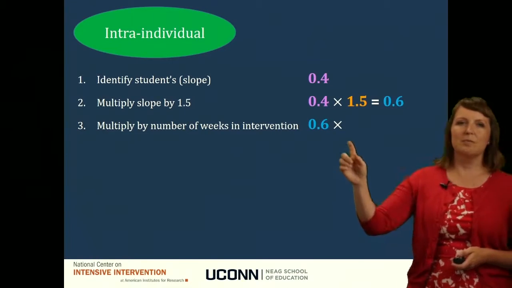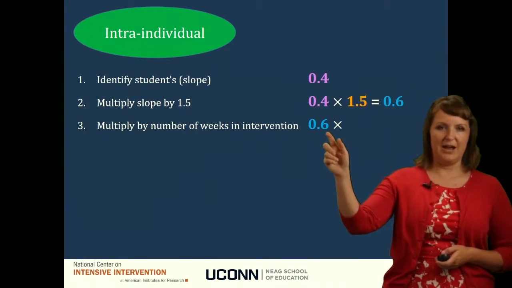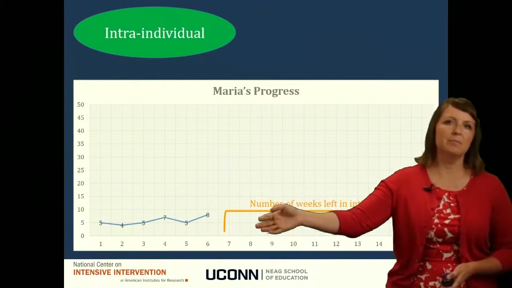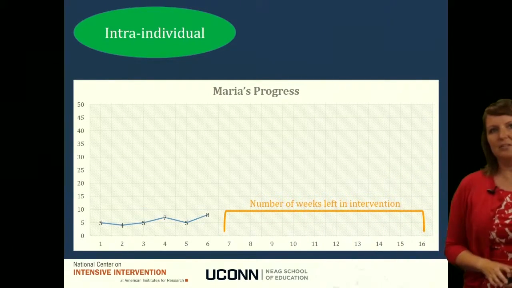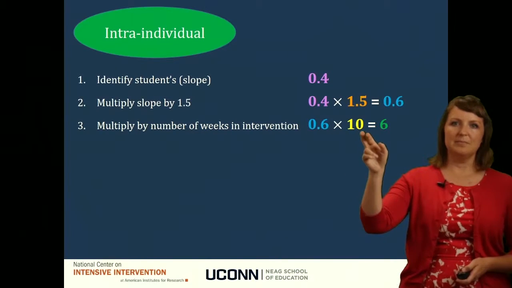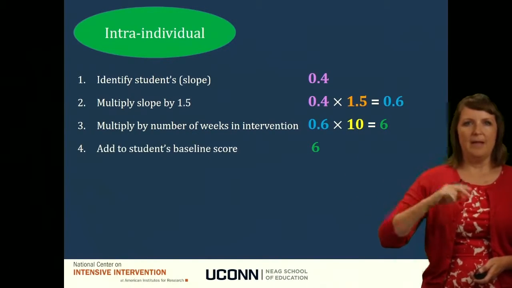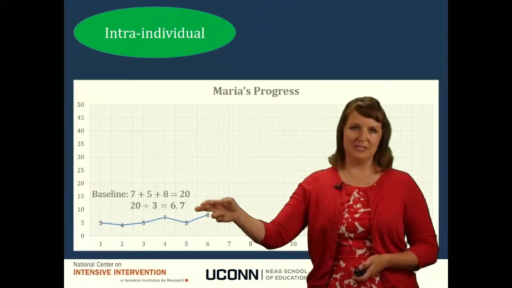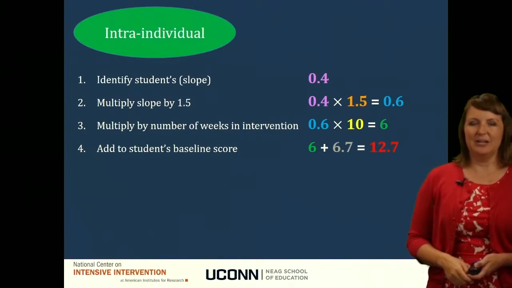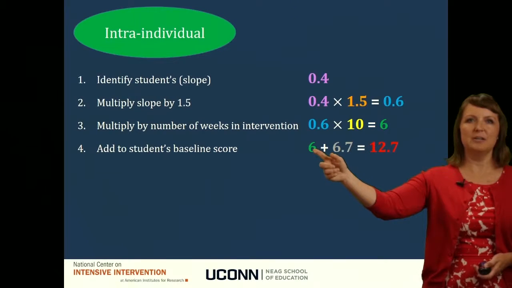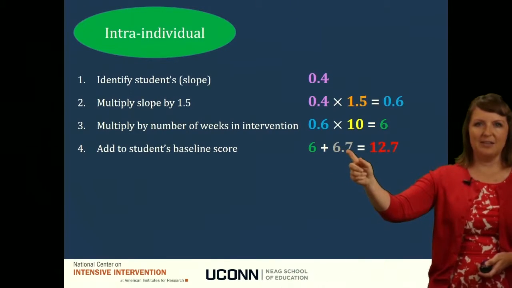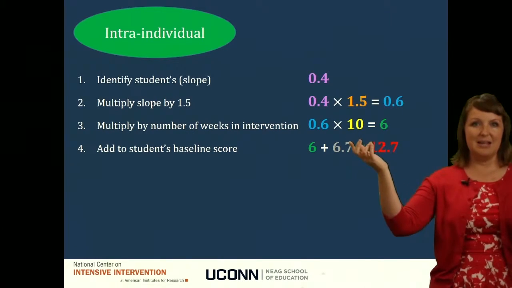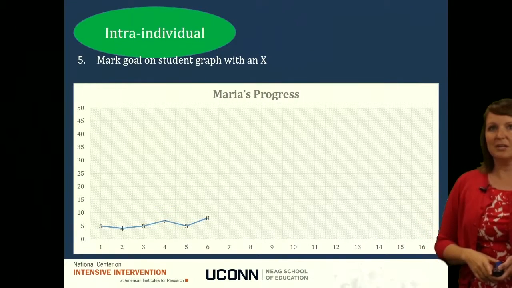So then I take Maria's slope that I'd like her to have, and I'm going to multiply that by the number of weeks left in intervention. We looked at this before. Remember, we calculated that there were 10 weeks left in the intervention. So 6/10 times 10 is 6. And then I add that 6 to her baseline score. So where is she now? Remember, her baseline right now is 6 7/10. I add where I'd like her to be in 10 weeks. So I want her to gain 6 points in 10 weeks. I add that to the baseline score for a goal of 12 7/10. And then it's easy. So now I've got my goal here. I'm going to mark it there.